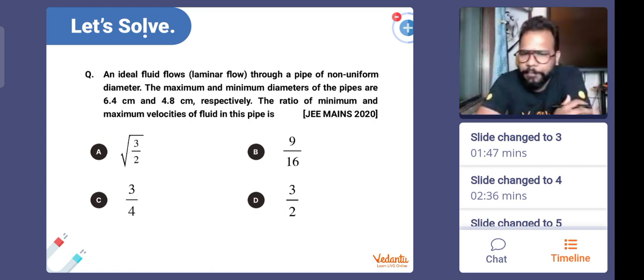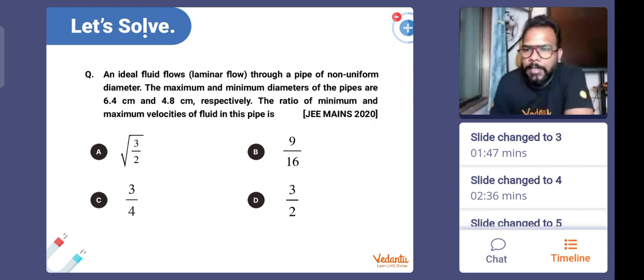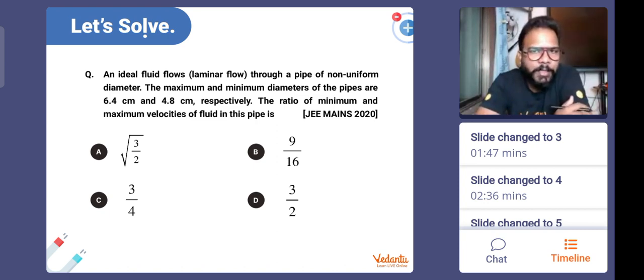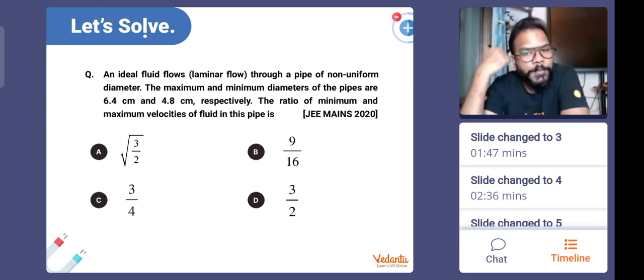And the second one is 4.8 centimeter. The ratio of minimum to maximum velocity of the fluid in this pipe is going to be how much? Okay, guys, I want you people to first tell me which are the two options that you can eliminate without even solving the question. Which two options can we eliminate? I'm not asking you the answer. Elimination. We can eliminate two options here.